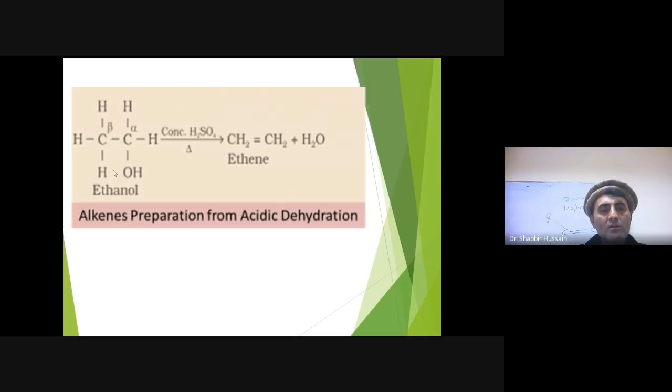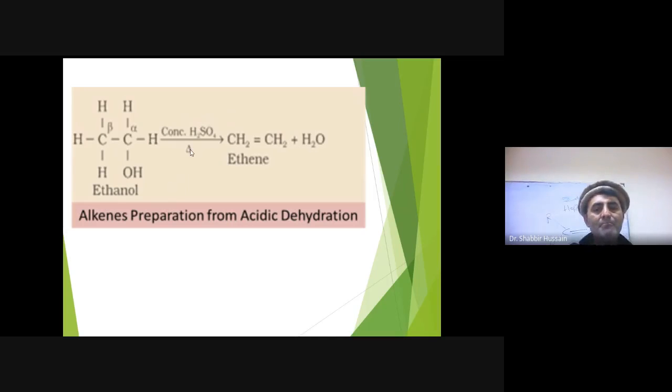So this is ethanol, right? The concentrated sulfuric acid just protonates this OH. Then the conjugate base, HSO4 negative, extracts a proton from the beta hydrogen, and a negative charge comes on this carbon, which eliminates the water. And this HSO4 extracts this proton and it is recovered now.